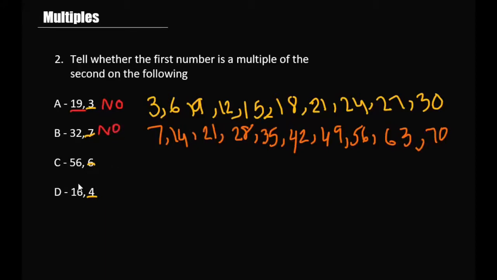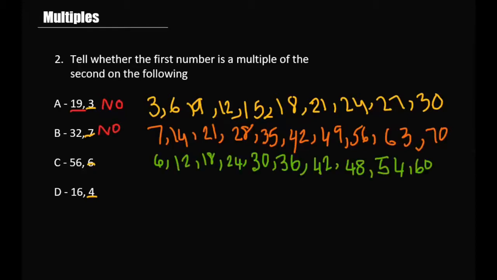Now we're going to write the multiples of 6 too. Now that we have all the multiples of 6 written down, we're just going to look to see if 56 is one of those numbers. 56 is not one of these numbers, so that means 56 is not a multiple of 6. So the answer to this as well is no.